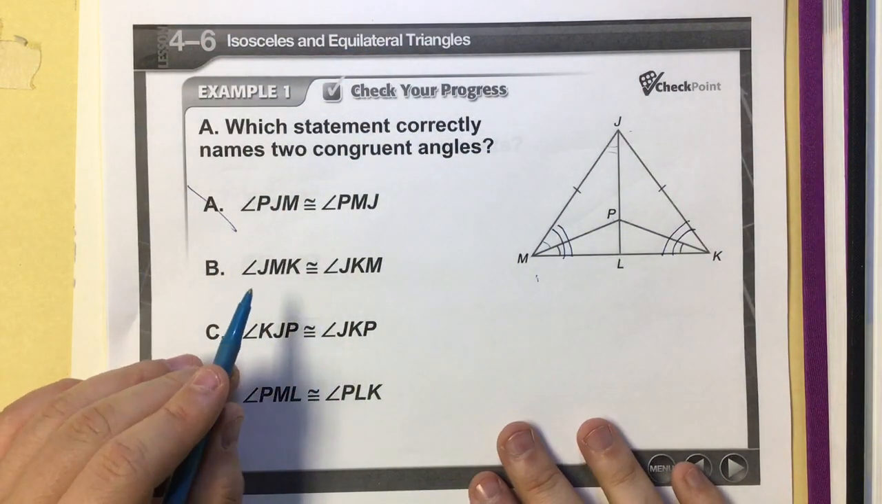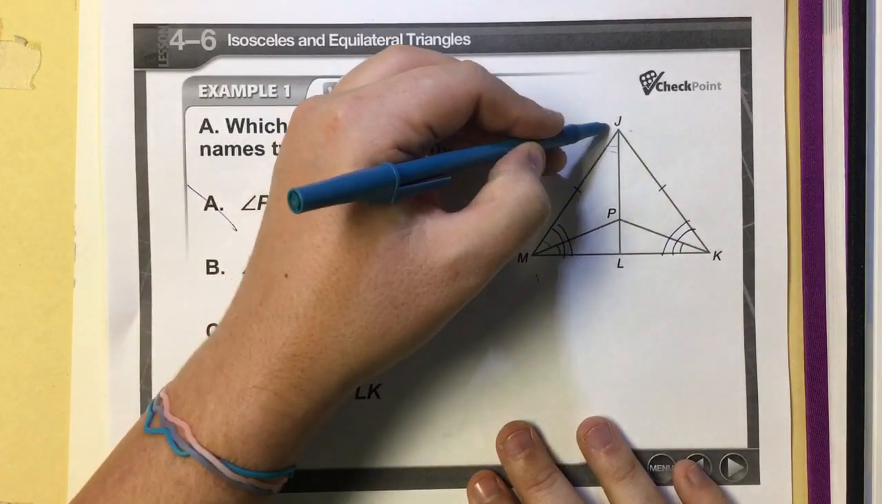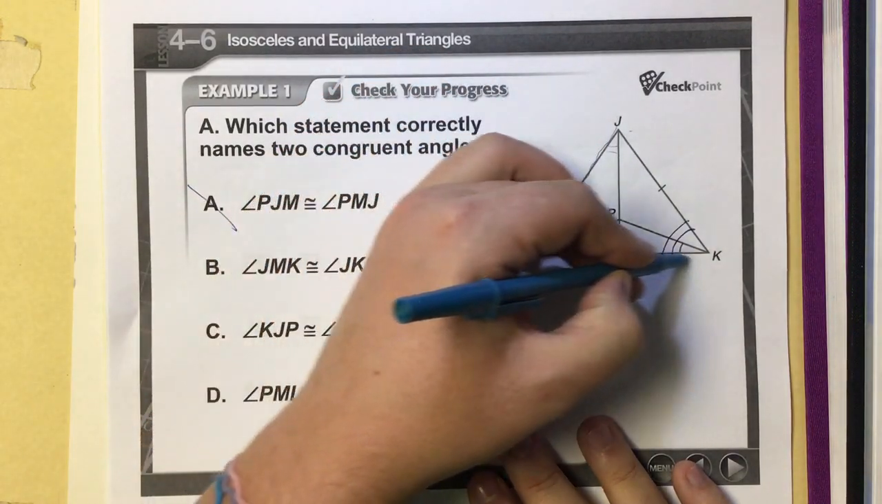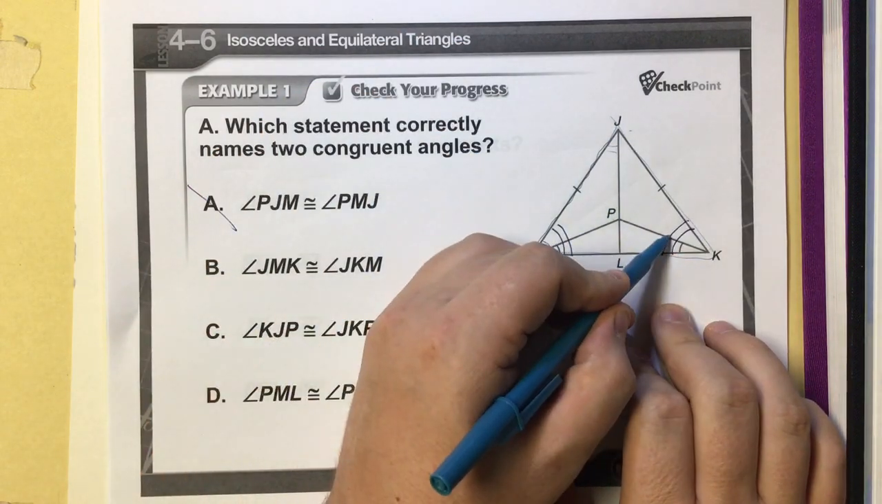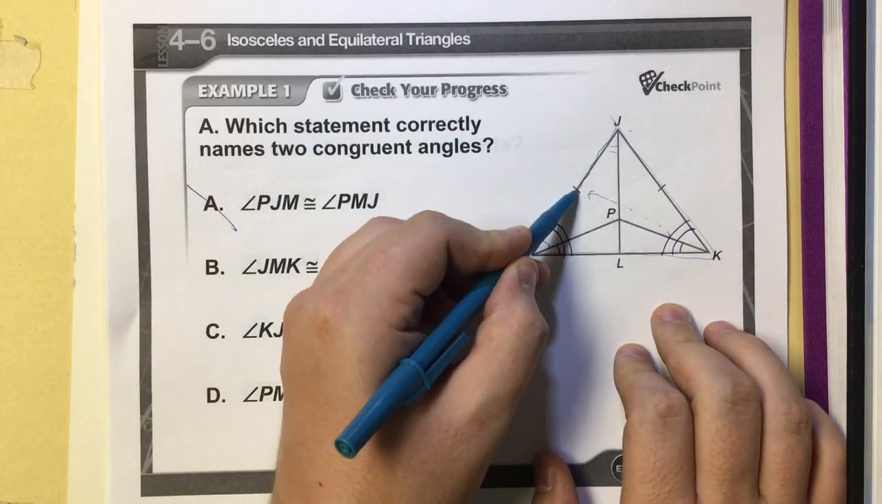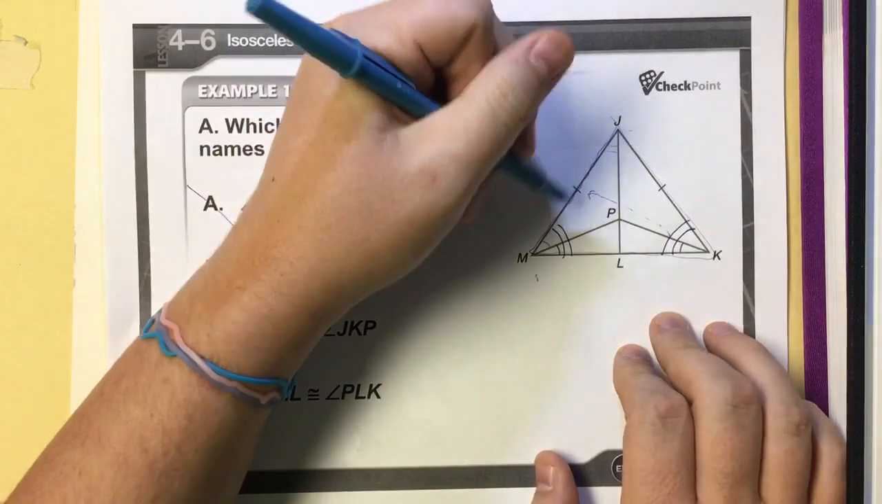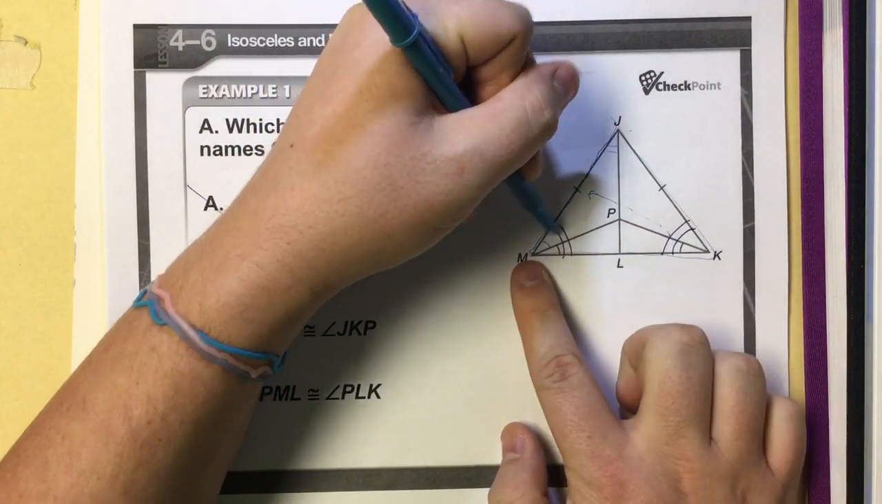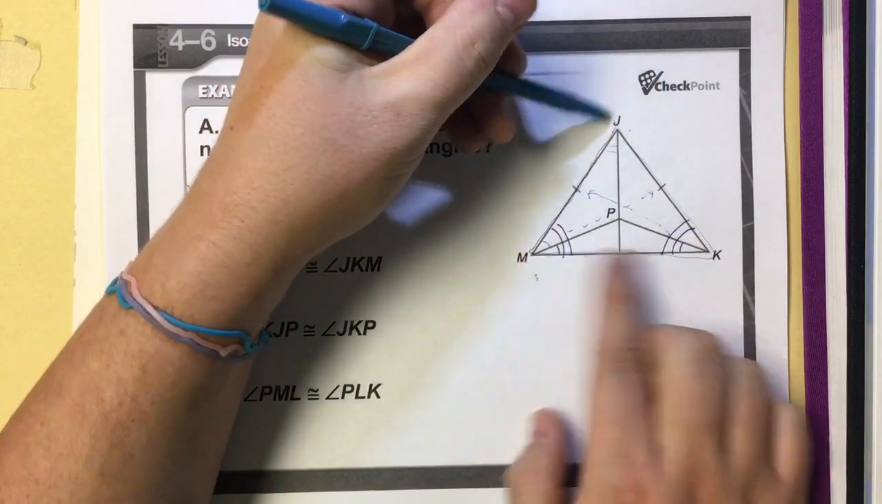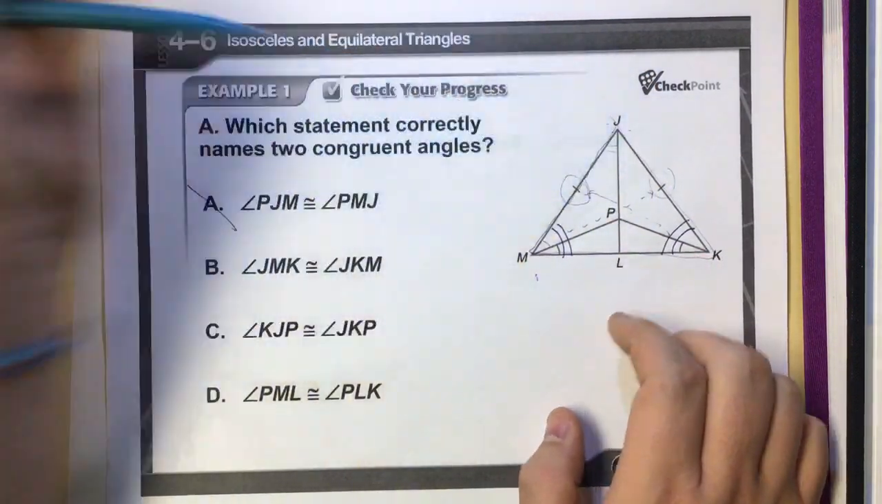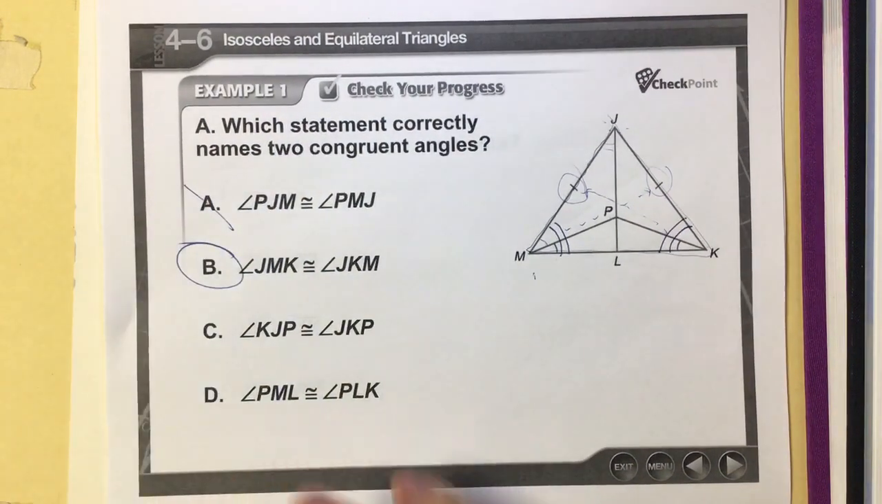If they were going to be, since it's the whole angle, we're just looking at the whole big triangle. If those 2 angles were going to be congruent, the side opposite of that angle, this one, JM, would have to be marked as congruent as the side opposite of this angle over here, JK. Are JM and JK congruent? Yes, they are. So our answer on this one is B.